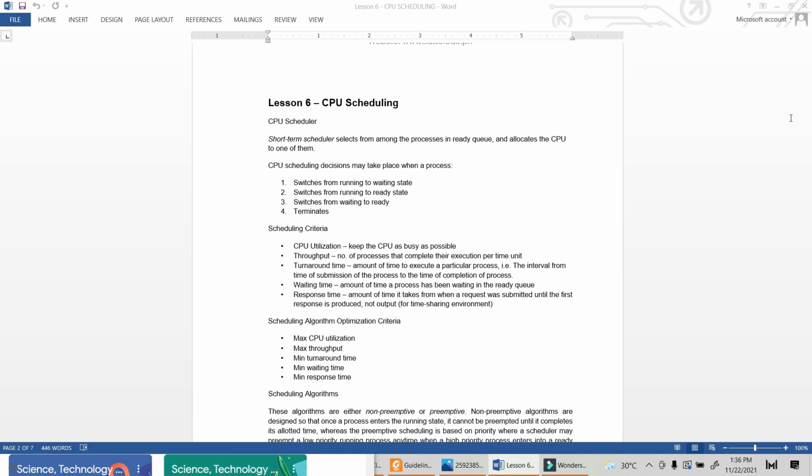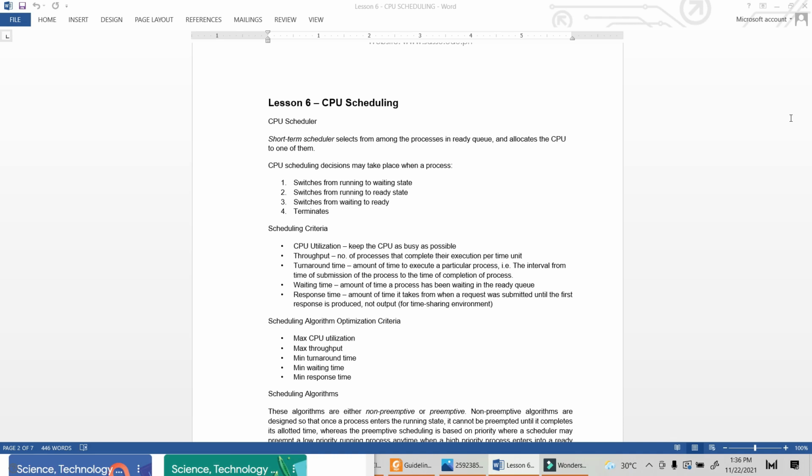And then what are the scheduling criteria? So we have CPU utilization. When you say CPU utilization, it keeps your CPU as busy as possible. So, wala siyang idle time, meaning to say, walang bakante, no idle time. So it keeps on running as long as you enter another process.